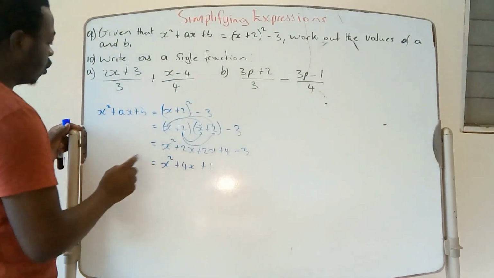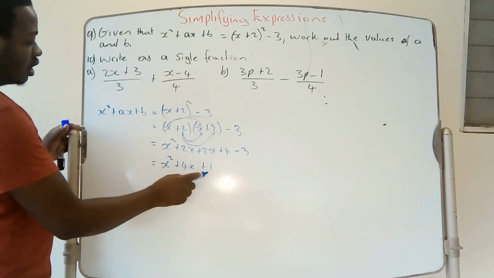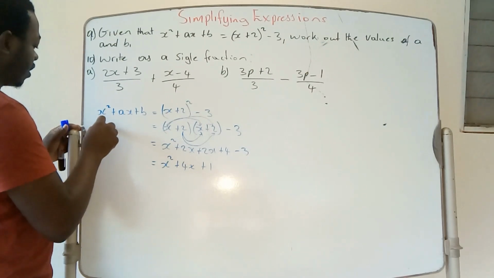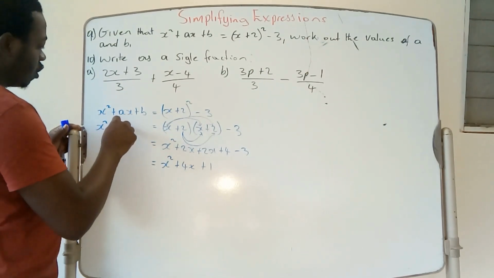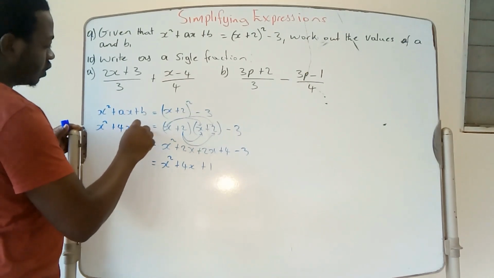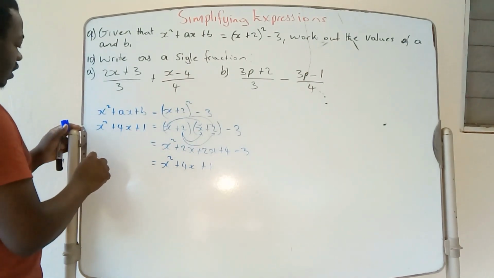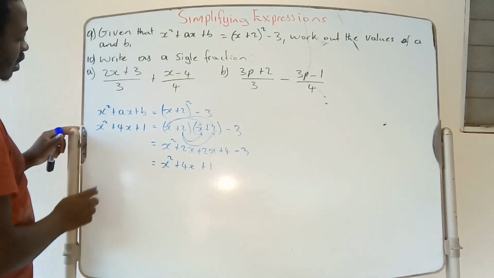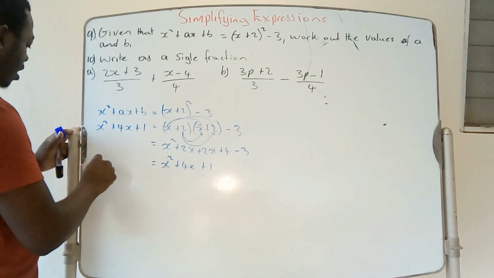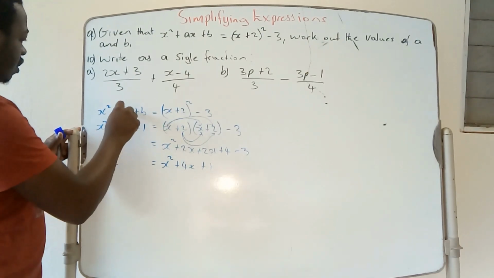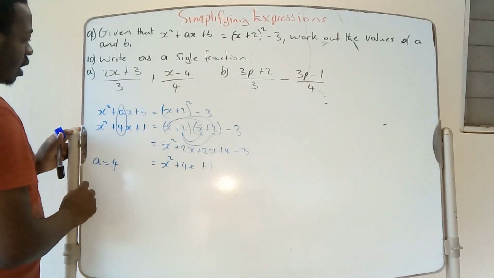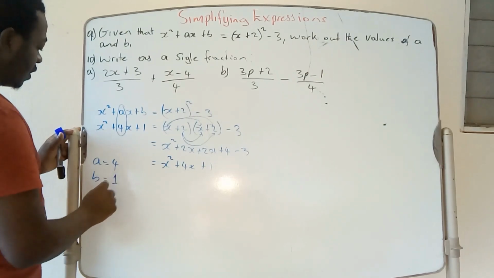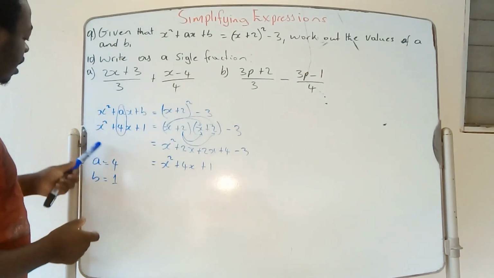Right? So here we can match up both equations. If you match up both equations and write them under each other, we would have x squared plus 4x plus 1. So in other words, from matching up both equations, since they are equal, it means that a is equal to 4, and b is equal to positive 1. Alright? So that's how you would find a and b.